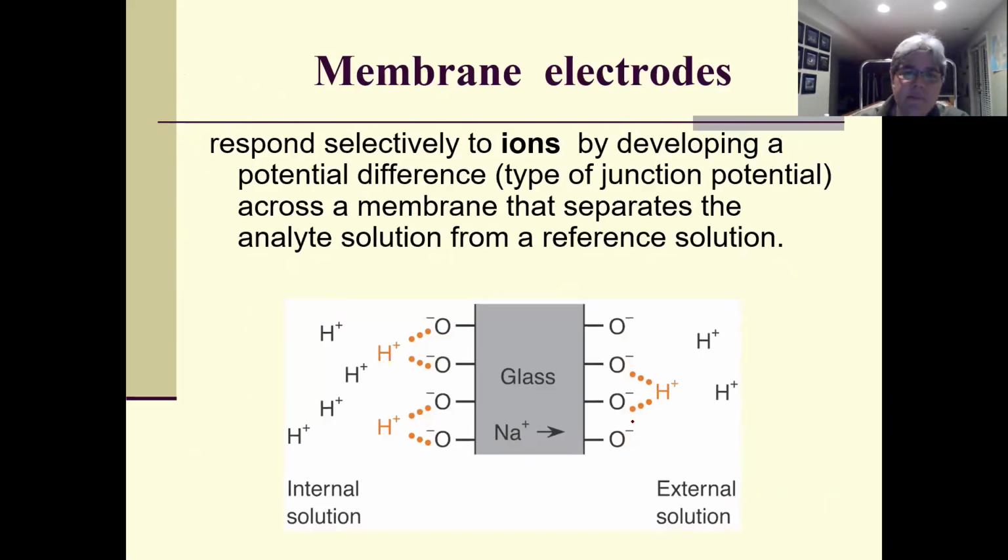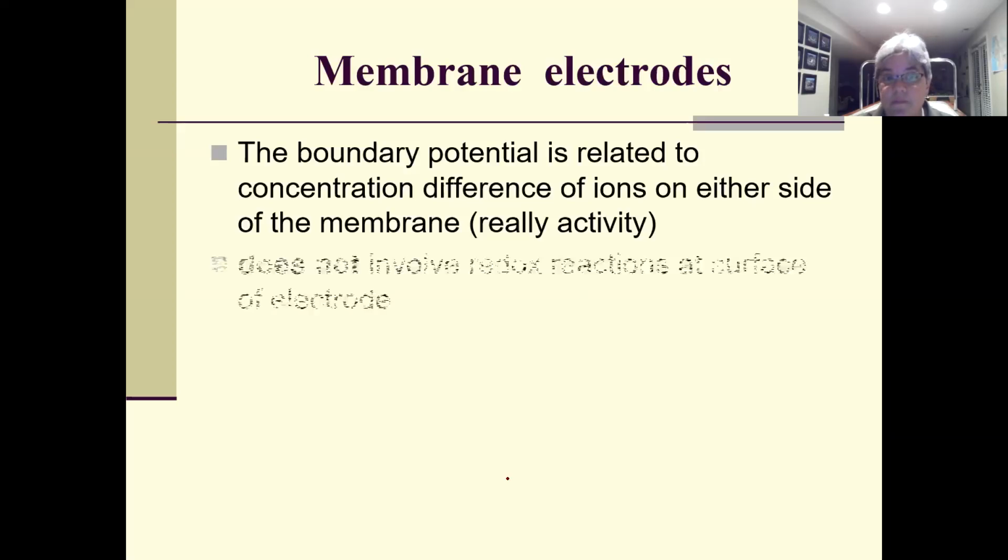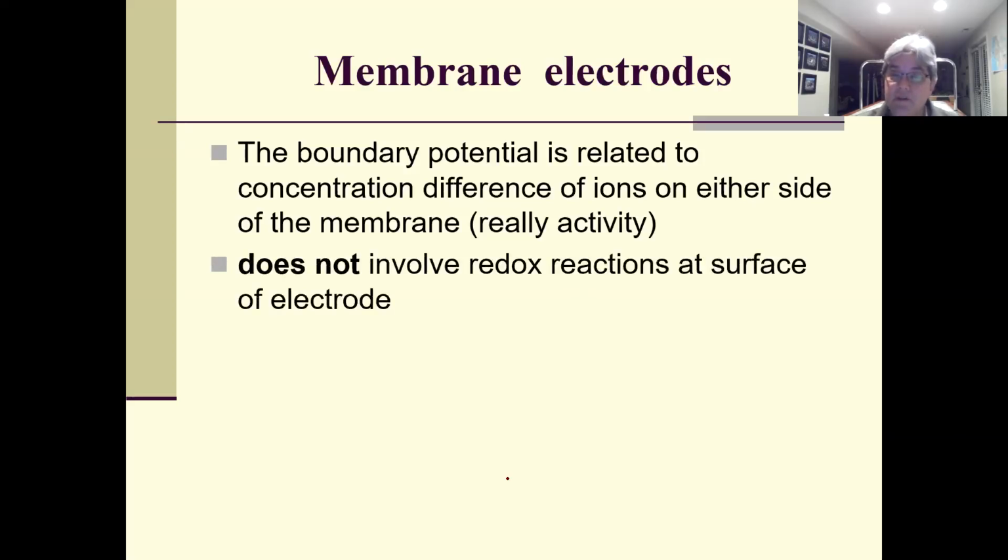So now we want to look at membrane. So remember, these are the ones that respond to an ion by developing a potential difference, because we have one concentration here and a different concentration here. And we get this potential at the membrane that's called the boundary potential. And remember, it's that boundary potential that's related to the concentration of what I want to measure. These electrodes are different than metallic. There is no redox reaction. Okay, it's just a concentration difference.